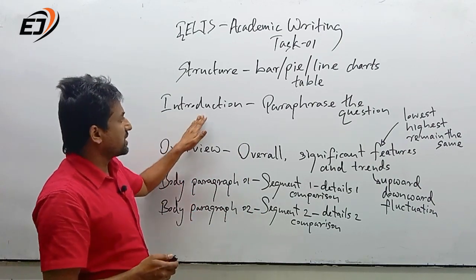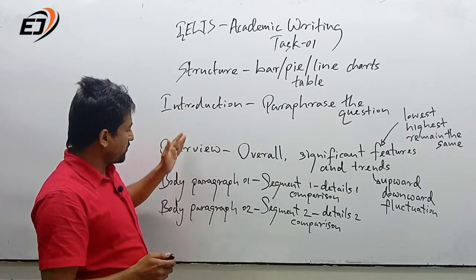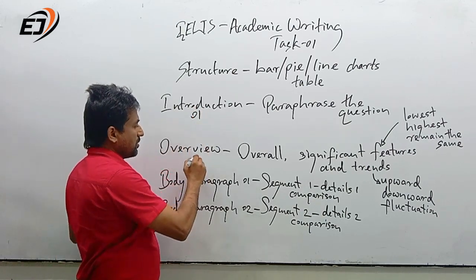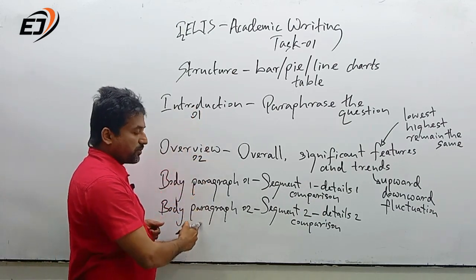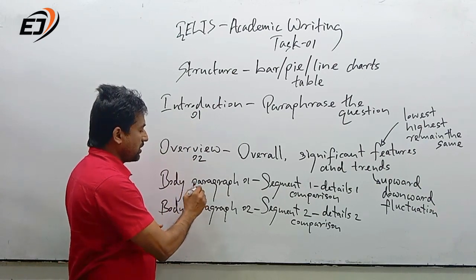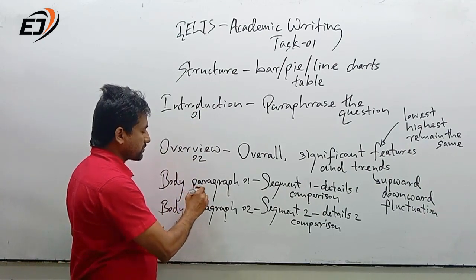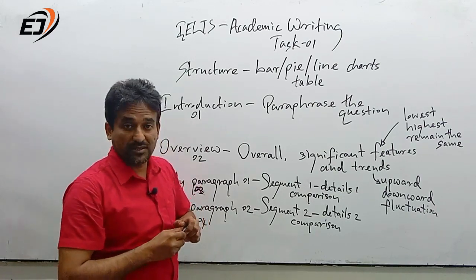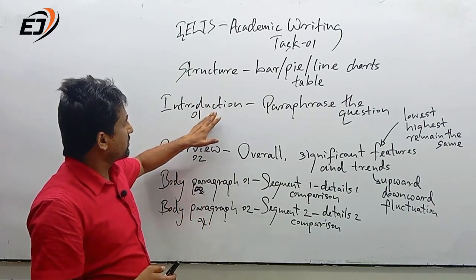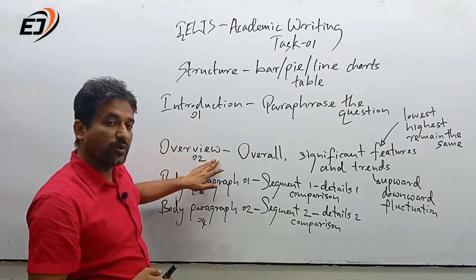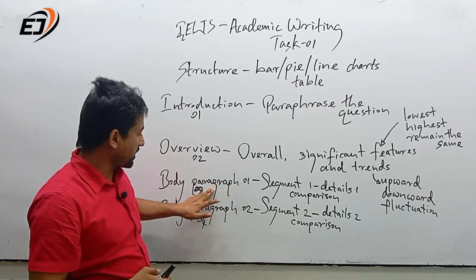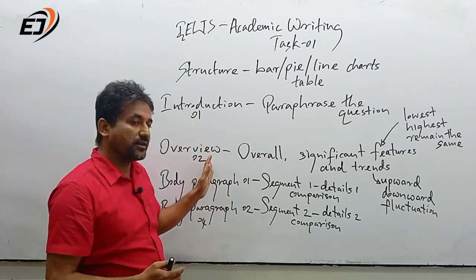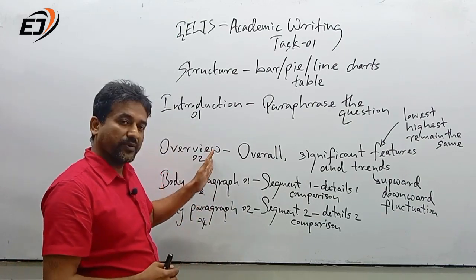So you can see here there are 4 paragraphs. How many paragraphs? Introduction, overview, body paragraph 1 and body paragraph 2. We get 4 paragraphs in our answer. First the introduction, then you have overview, then body paragraph 1, body paragraph 2. So I must tell you something very important here, which is about the overview.